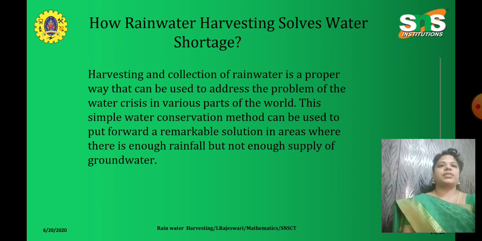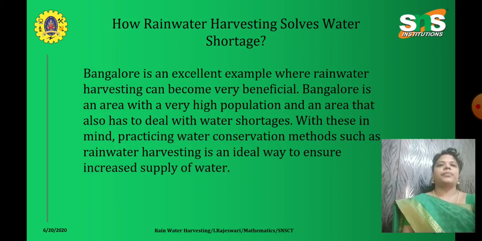How rainwater harvesting solves water shortage. Harvesting and collection of rainwater is a proper way that can be used to address the problem of the water crisis in various parts of the world. This simple water conservation method can be used to put forward a remarkable solution in areas where there is enough rainfall but not enough supply of groundwater. Bangalore is an excellent example where rainwater harvesting can become very beneficial. Bangalore is an area with a very high population and an area that also deals with water shortages.